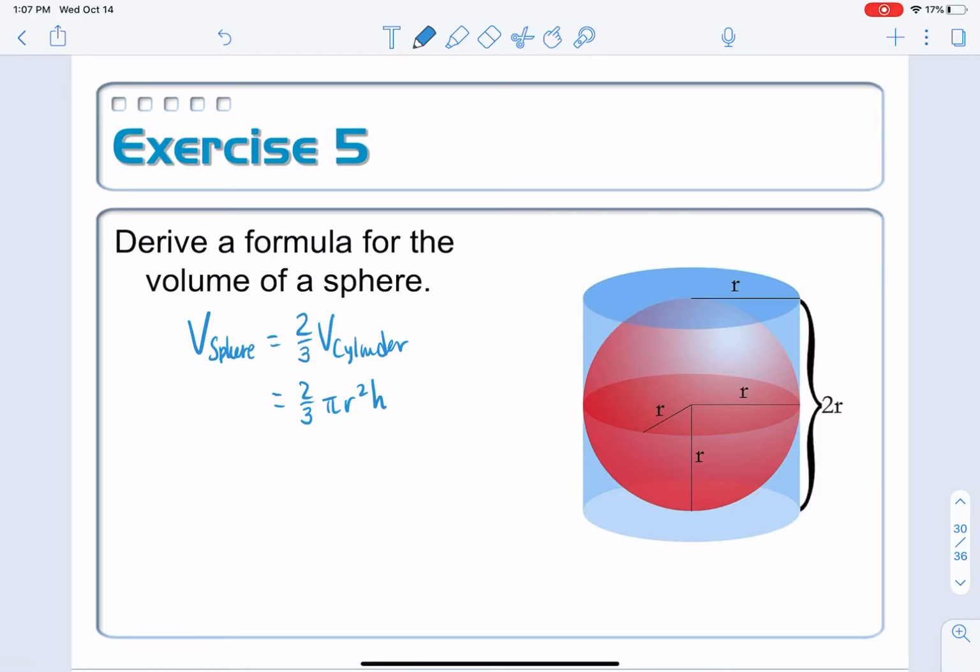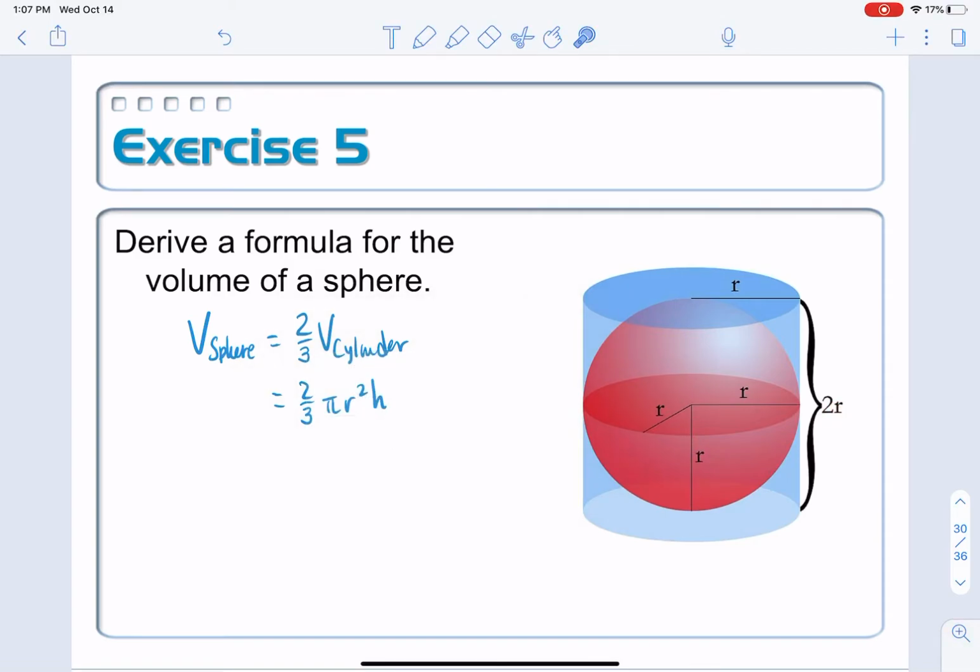So 2/3, that's not usually how you write the volume of a sphere, especially since you don't ordinarily calculate the height of a sphere, right? But what is the height of our sphere? Height of our sphere is the same thing as a diameter, and that diameter is a 2r.